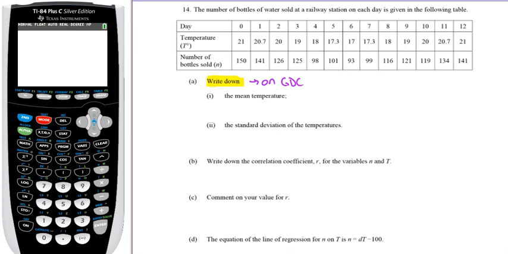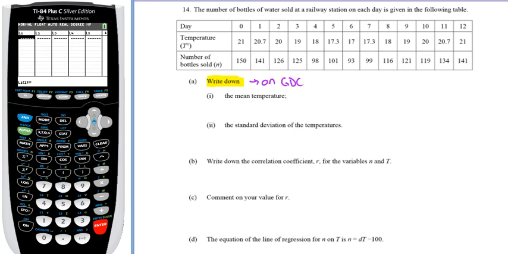So when we're attempting these statistics, the first thing we need to do is enter the data. So we're going to go Stat, Edit, and that will bring us to our lists. The temperature is the independent variable because it's in the higher row, so that's going to be our X values, and we're going to put those in L1. And number of bottles sold depends on temperature, so that's the Y values, and that will go in L2. So the first thing we're going to do is just enter all the data.